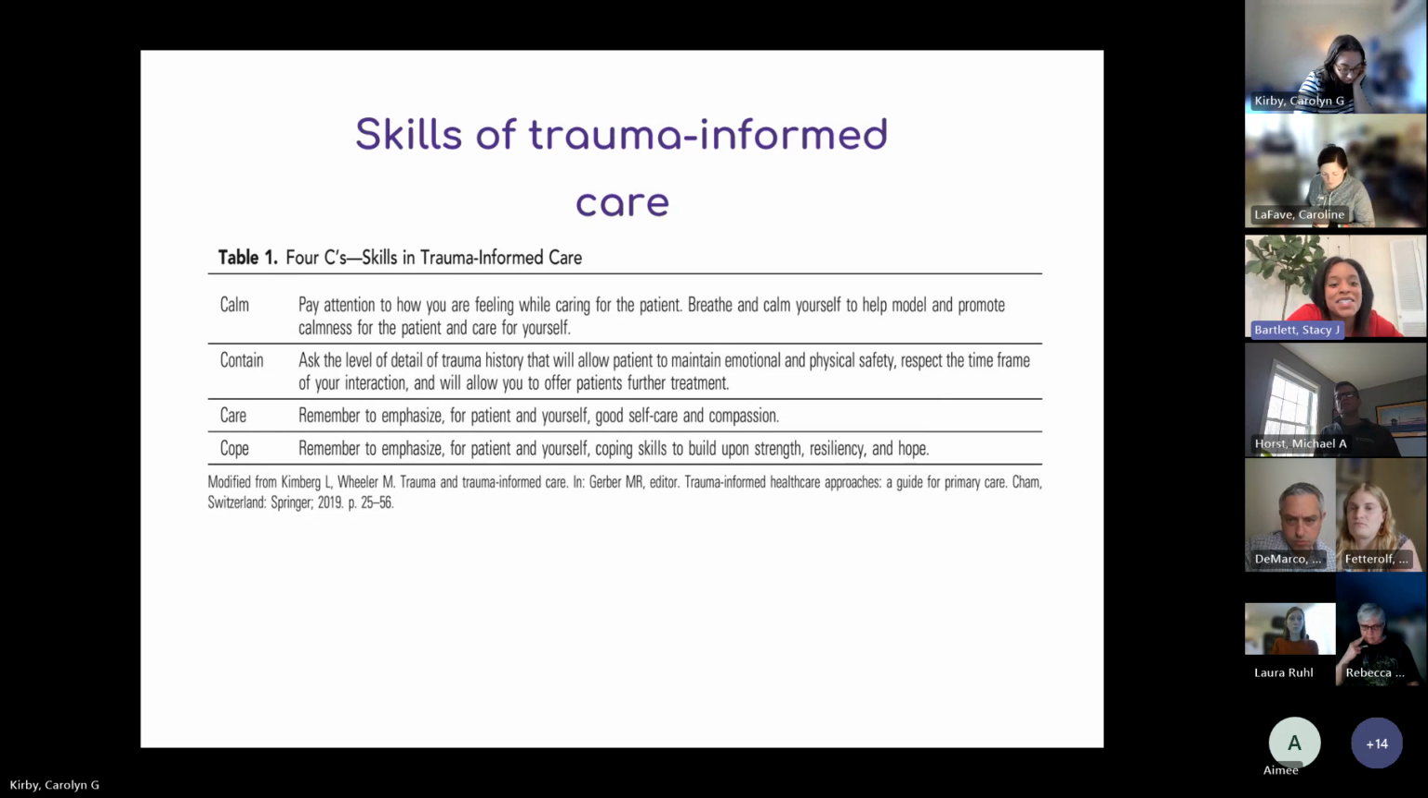Care is the next C. So self-care, compassion for both you and the mother, birthing person, or whoever you're talking to in this space about their trauma. And then cope. So leaving any encounter with a sense of hope and a sense of emphasis on the patient's resiliency and their own strengths, and then trying to make sure you maintain that for yourself as well, because doing this type of work can be difficult.